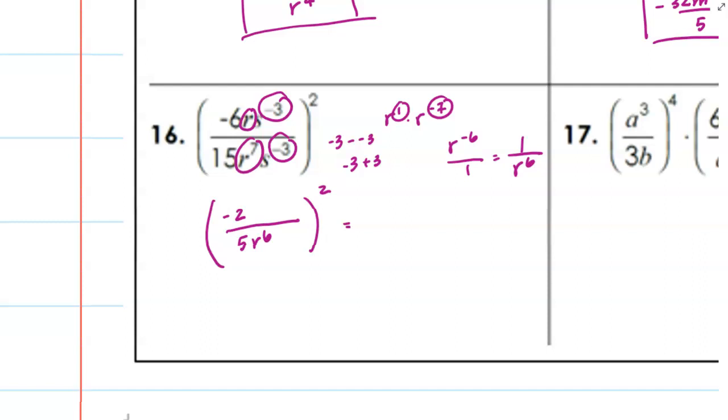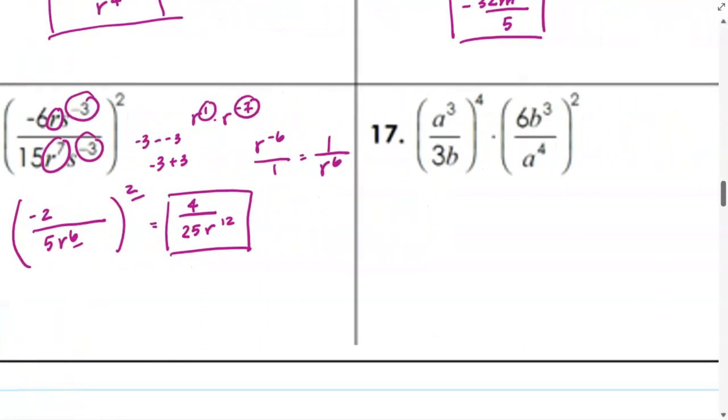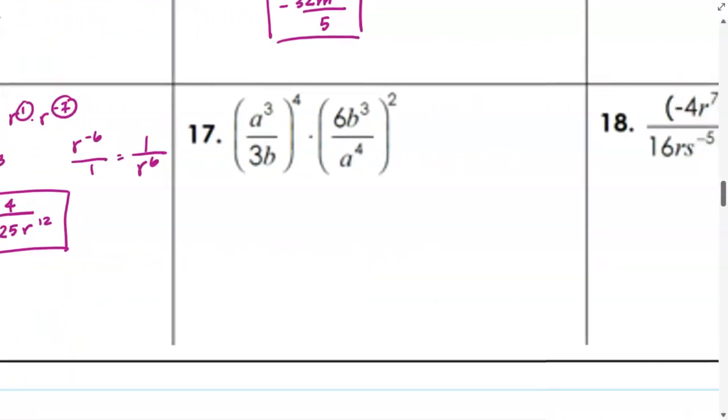Anyways, negative 2 raised to the second power, you are also taking care of the sign too. So negative 2 times negative 2 is going to be 4. 5 times 5 is going to be 25. r, 6 times 2 is going to be 12. I don't think we can reduce that. And that's it. Good job, guys.